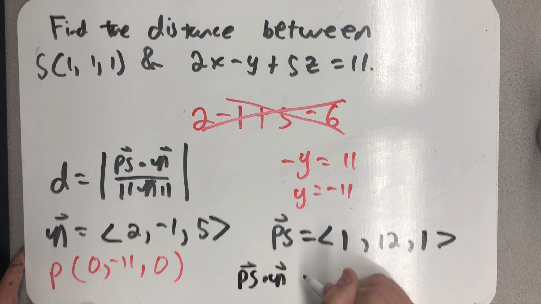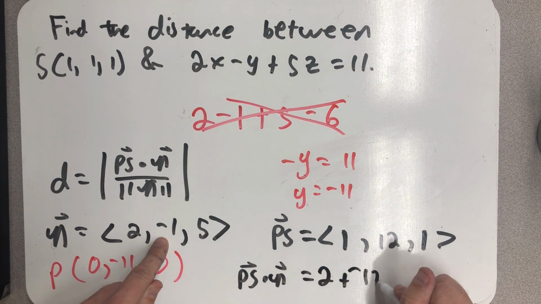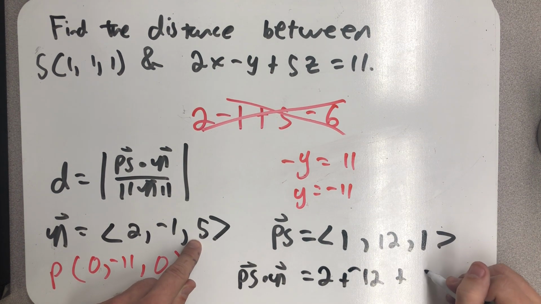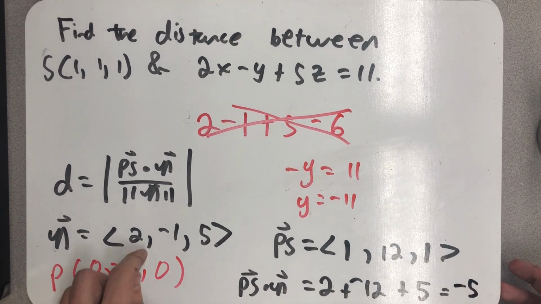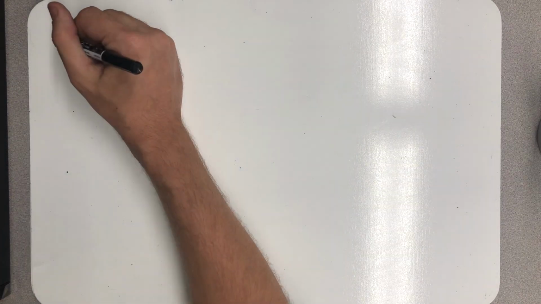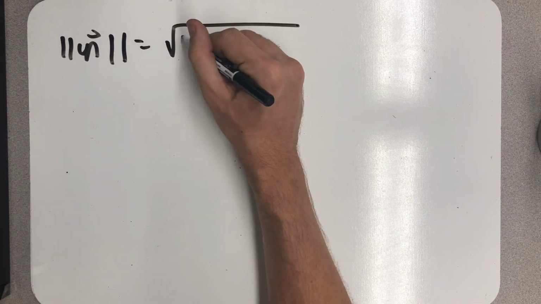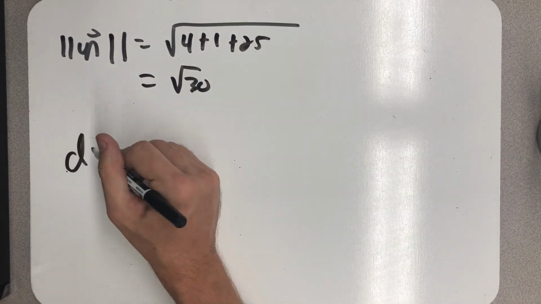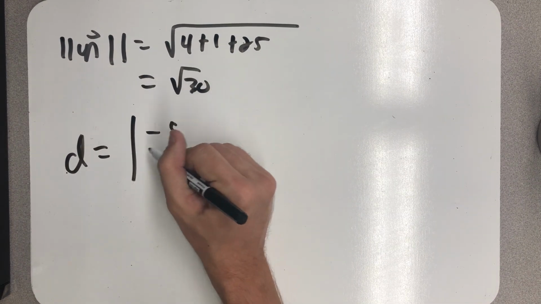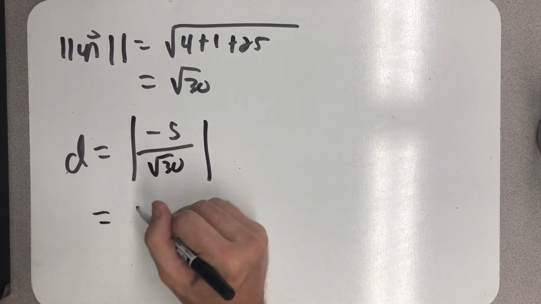PS dot n. 2 plus negative 12 plus 5. So let's see, that is minus 10 plus 5 is minus 5. Now I just need to know the magnitude of n. Well, the magnitude of n is 4 plus 1 plus 25, which is root 30. So the distance d I'm looking for is the absolute value of minus 5 over root 30, or 5 over root 30.